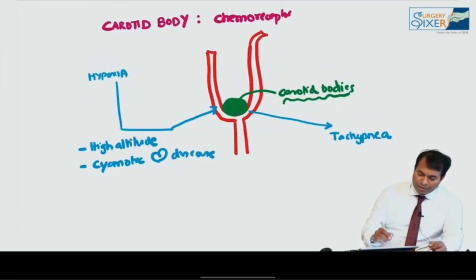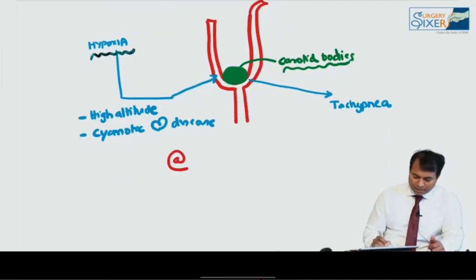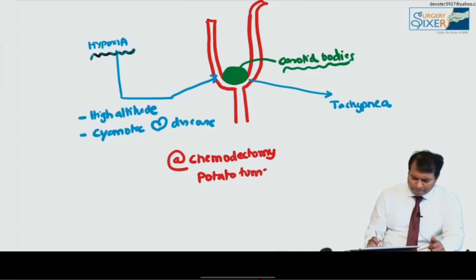Please remember, this is therefore common in those patients. Hypoxia is one of the important predisposing factors. What are the other names of this? It is also known as chemodectoma. It is also known as potato tumor. It is also known as non-chromaffin paraganglioma.